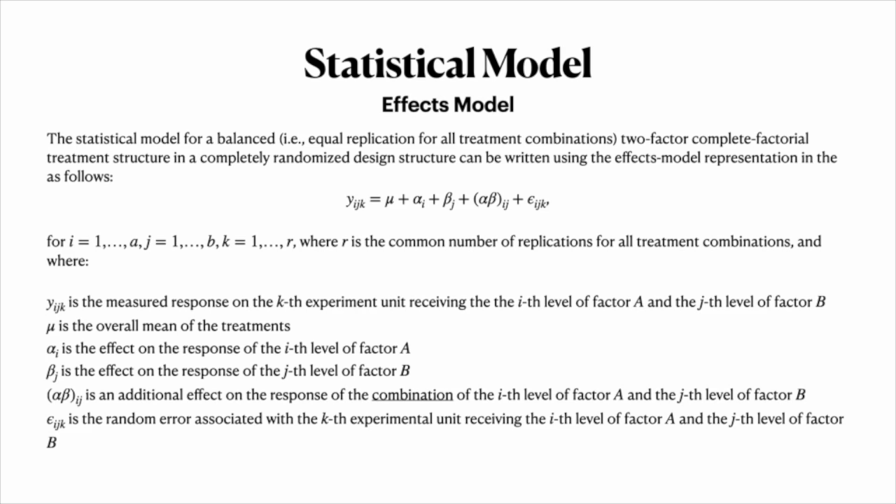Alpha sub i is the effect on the response of the ith level of factor A. Beta sub j is the effect on the response of the jth level of factor B. Alpha beta sub ij is an additional effect on the response of the combination of the ith level of factor A and the jth level of factor B. And then finally, epsilon ijk is the random error associated with the kth experimental unit receiving the ith level of factor A and the jth level of factor B. So this is the effects model representation for this statistical model where we have a two-factor complete factorial treatment structure, and the design structure is a completely randomized design structure.